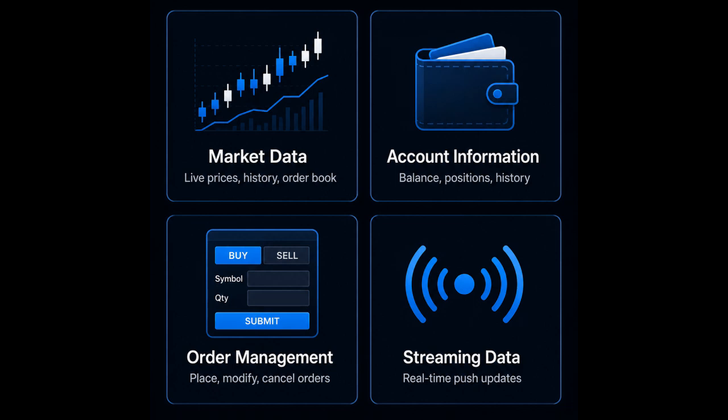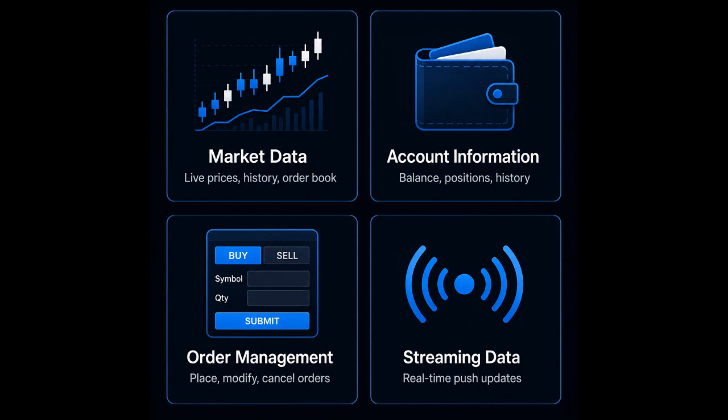The second is account information. You can check your current balance, see your open positions, review your transaction history, and monitor your margin levels, all without logging into the broker's app. The third is order management. You can place new orders, modify existing ones, cancel pending orders, and receive confirmations, all programmatically. This is the part that makes automated trading possible.